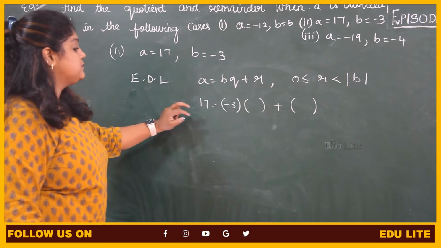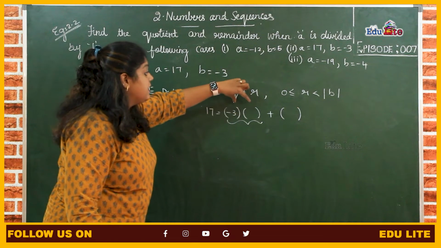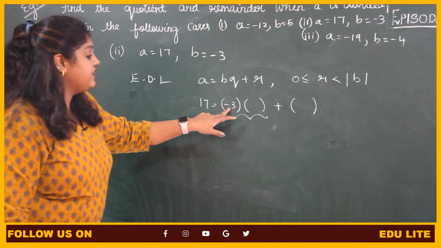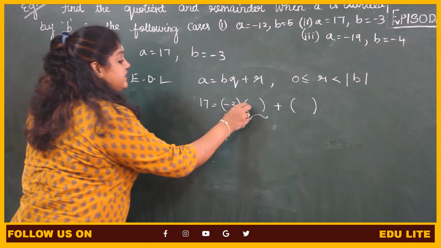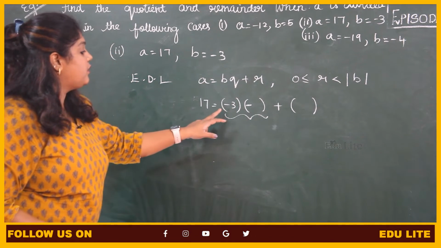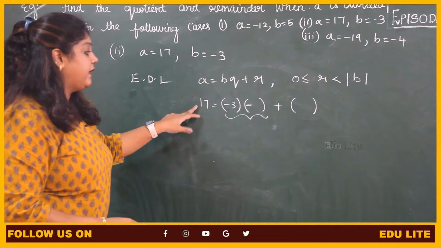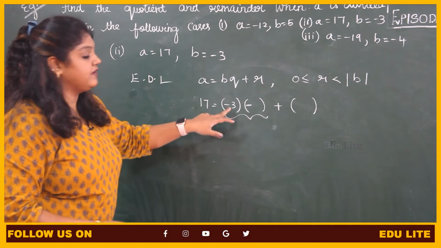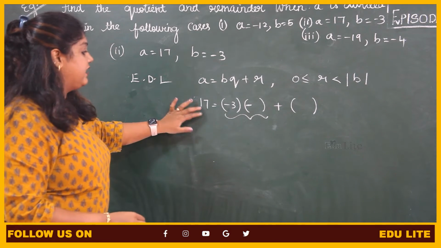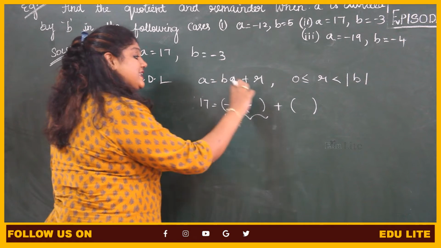In this problem, the dividend value is positive. Therefore, the product of these two should give us a positive value. Already we have a negative here, so definitely we should choose the minus symbol for the quotient. For the previous problem I told you, if the dividend is negative, the product value should be greater than the dividend in magnitude. In this problem, the dividend is positive, so we must choose this value accordingly, which is less than 17.